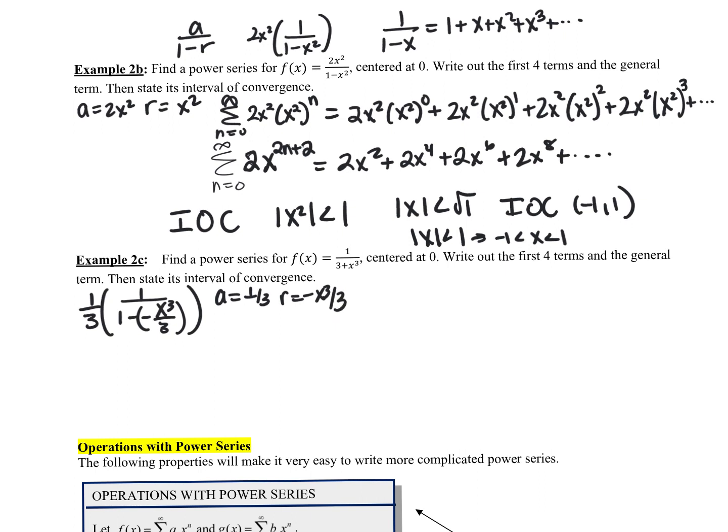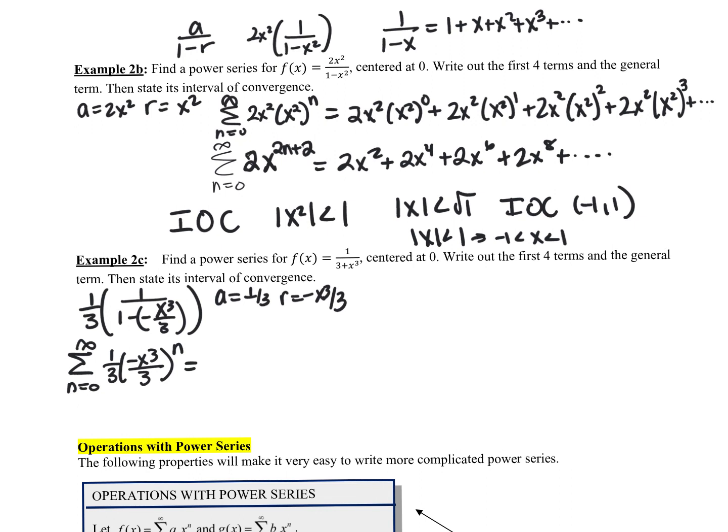So then you can make your general term. You'll have 1/3 times negative x to the third over 3 to the n, a times r to the n. And then it's up to you whether you want to just start plugging in 0, 1, 2, and 3 into that to find your first couple terms, or whether you want to base it off of this guy, plugging in negative x cubed over 3 into this guy for x, and then multiplying by 1/3. You'll get the same answer.